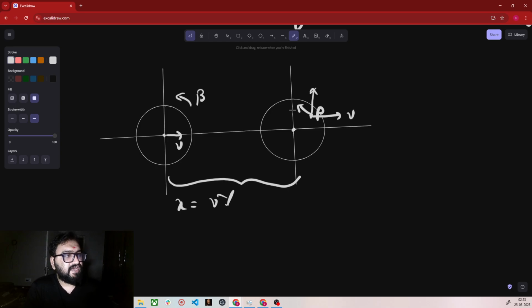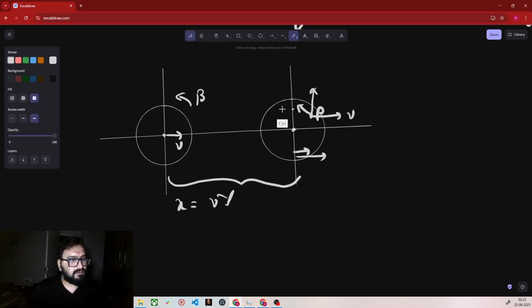My instantaneous axis of rotation could be here, or it could be here. It cannot be here. Why? Because the translational component is along this direction. The rotational component is also along this direction. Therefore, the sum of these two vectors will not be equal to 0, which means that my instantaneous axis of rotation cannot lie in this region as well. Therefore, my instantaneous axis of rotation has to lie along this direction, in this region basically.